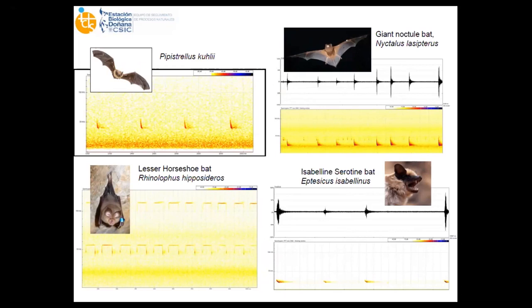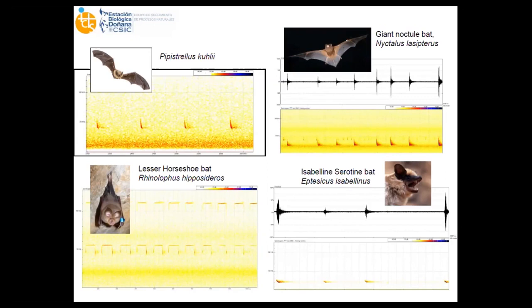We had relatively high abundance of noctule bats. It's a very interesting species from the south, the largest bat in Europe. And for example, one of the rarest species was the lesser horseshoe bat. Pipistrellus kuhlii in this first year, 2018, 2019, was above 90% abundance.